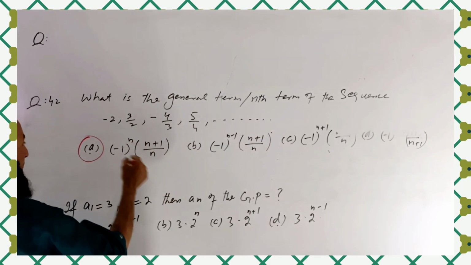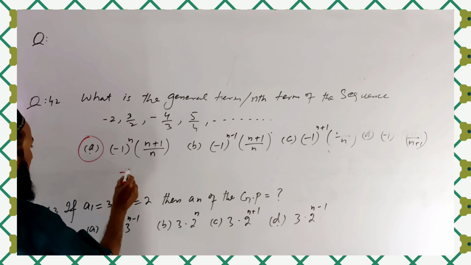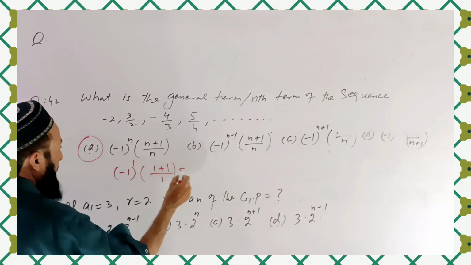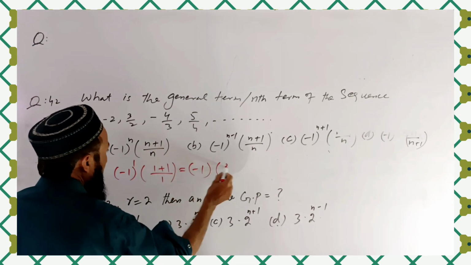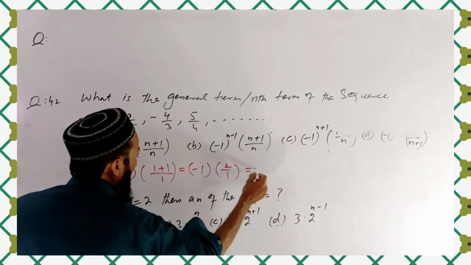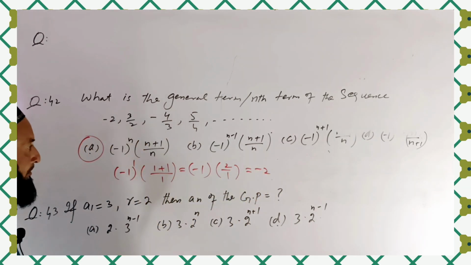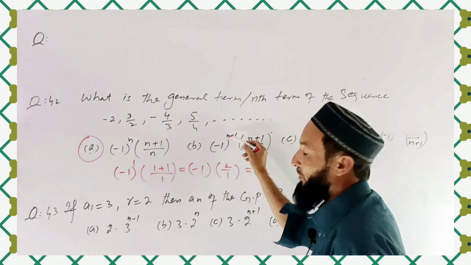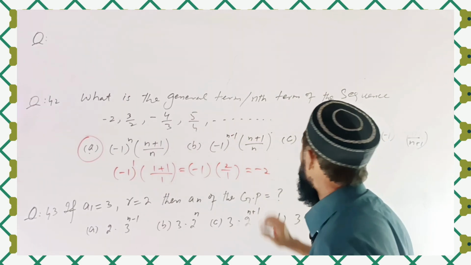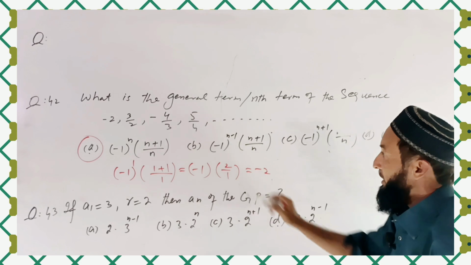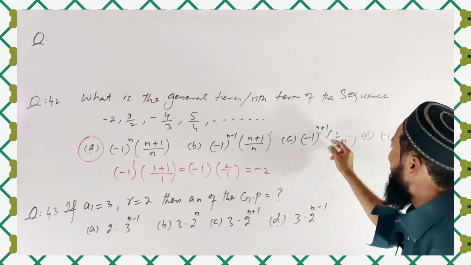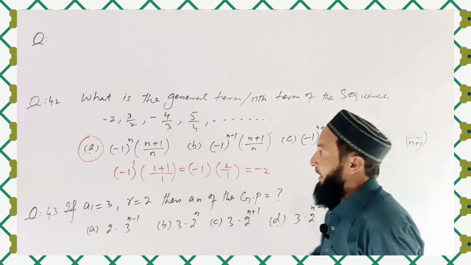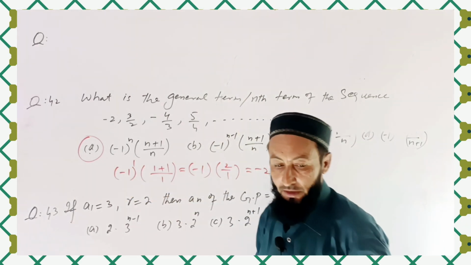If we replace in this formula, we will get minus 1 power 1 and 1 plus 1 divided by 1. So we will get minus 1 into 2 divided by 1 is equal to minus 2. Minus 2 is the first term. For the other option, the result is 1 minus 1, and anything raised to the power 0 is equal to 1. So this is not the answer, because here minus is required, and here we put a square, so positive 1. The same process applies to the other options. So the correct answer is A.